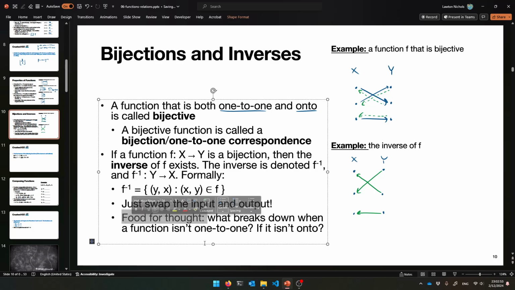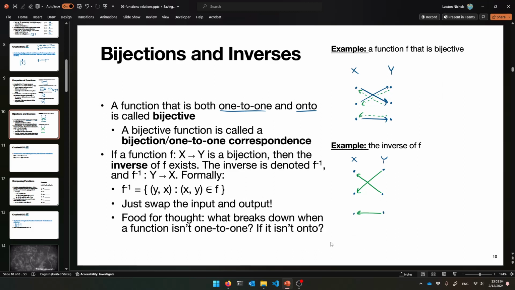My challenge for you is to think about why you need both. Why do you need it to be both one-to-one and onto? What happens? What breaks down? Why don't you get an inverse when it's not one-to-one? And what breaks down when it's not onto? So think about both of those. I think you'll come up with the answers pretty quickly. But that is a very good thought experiment.